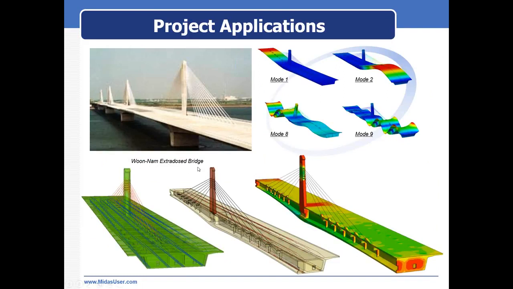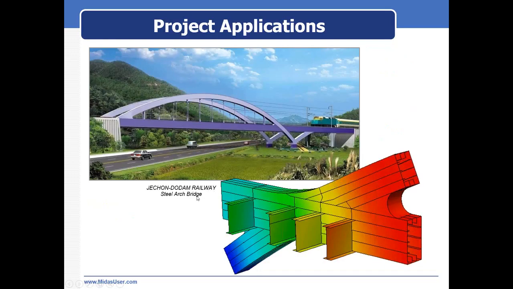This is one-arm extradosed bridge. For single pier, it was analyzed in FEA for detailed stresses, and dynamic analysis was also performed. Another application is steel arch bridge. For this bridge, only a portion of the bridge was analyzed in FEA for detailed stress concentration at these locations.